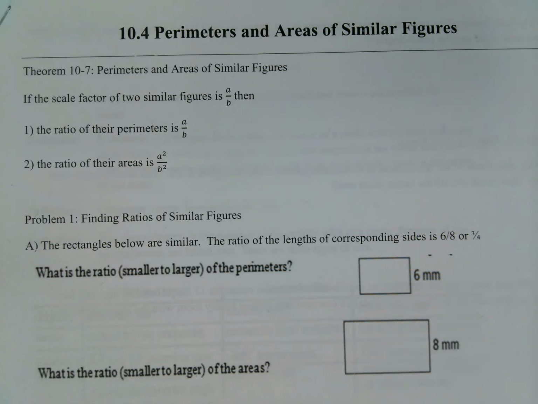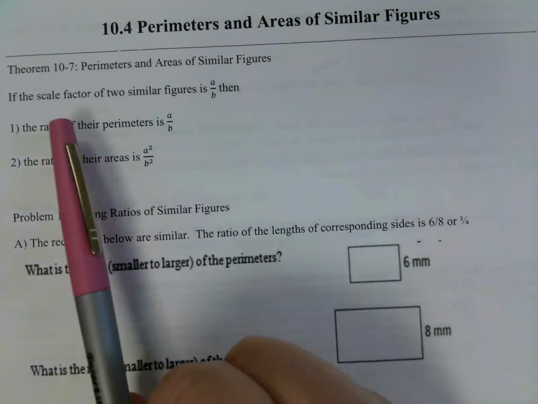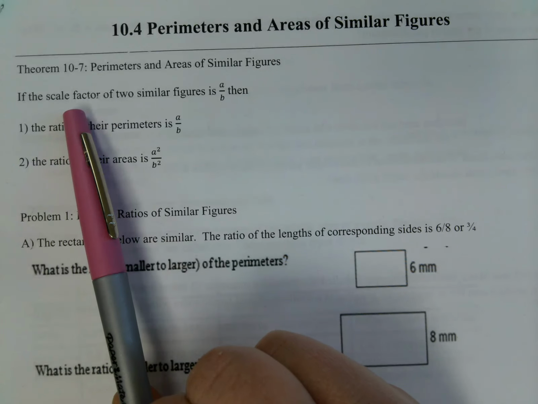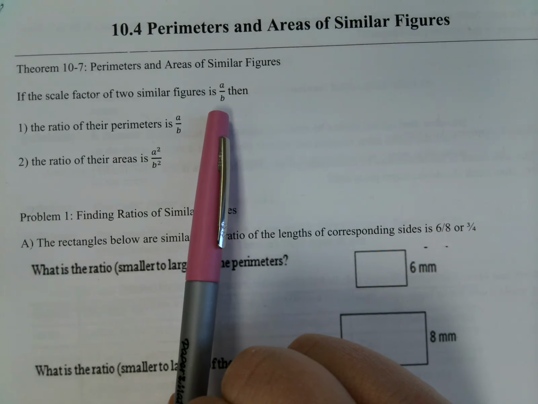Section 10.4, the second part of chapter 10. We're talking more about perimeters, areas, and similar figures in 10.4. Now, we'll get into this more right here, but a scale factor is when you compare the lengths of two similar figures. We often write it as a ratio.